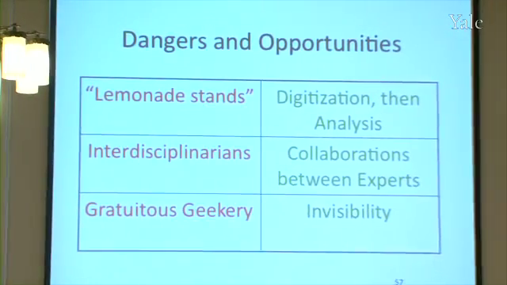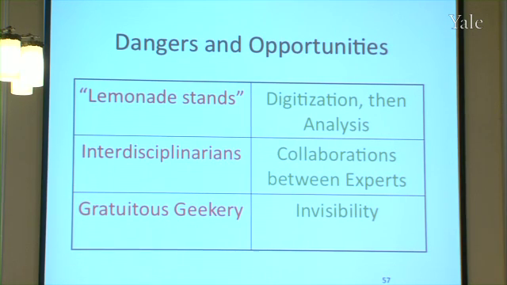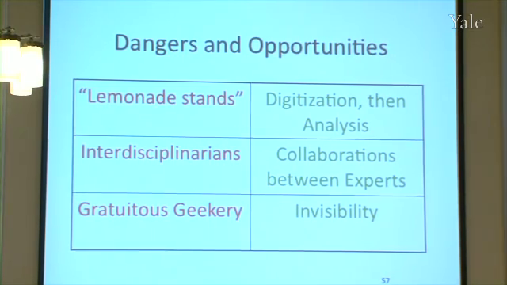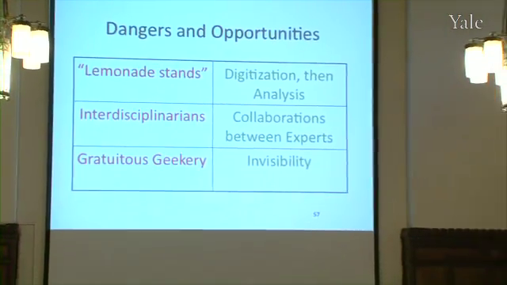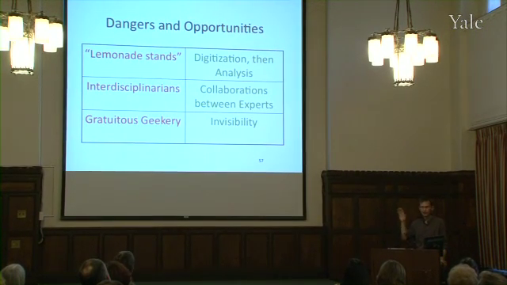this work was a collaboration between myself in the computer science department and Matt Jockers, who's an English professor. Neither of us could have done this on our own. I don't really know that much about 19th century novels. He doesn't know that much about randomization tests. We both know a lot more now. But it was really a collaboration between specialists.